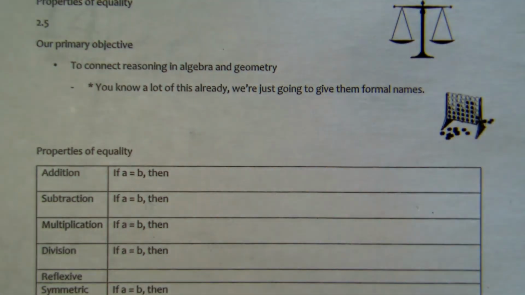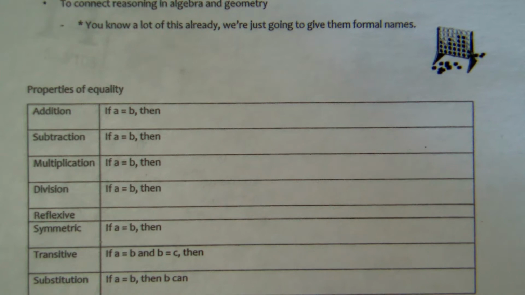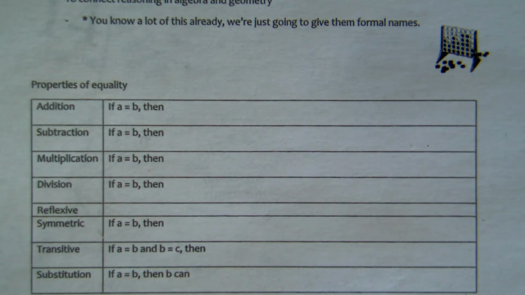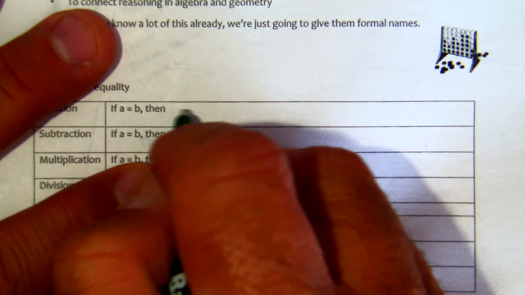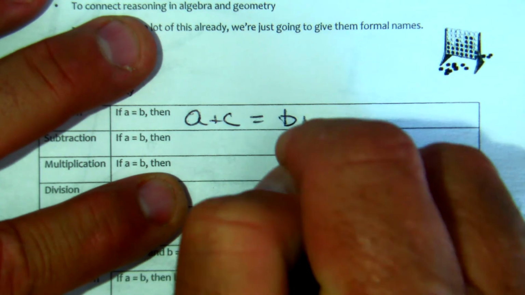Our primary objective is going to be to connect reasoning and algebra and geometry. You're going to know this from your time in Algebra 1 and before that, a lot of it, but we're just going to give them formal names. So the addition property of equality. If A equals B, then A plus C equals B plus C.